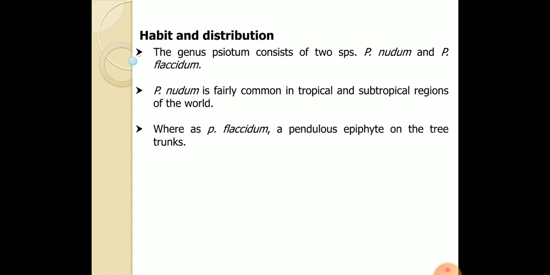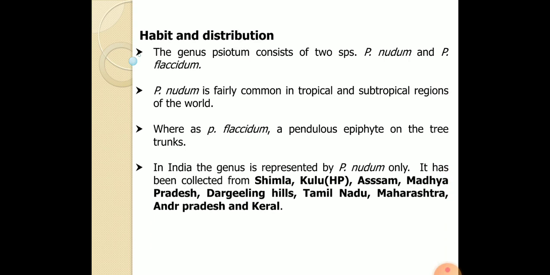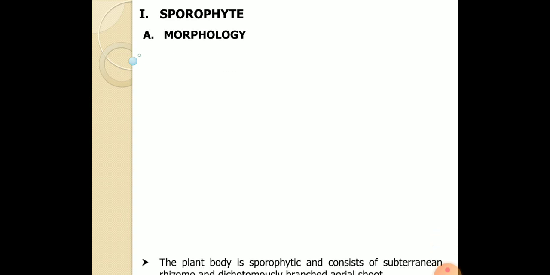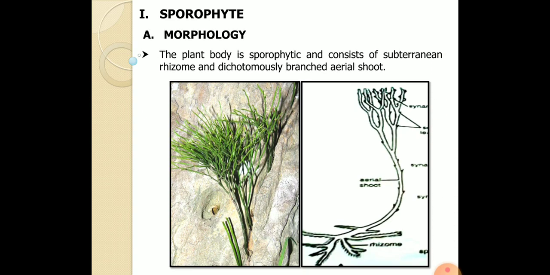Coming to the habitat, commonly two species of Psilotum occur, that is Psilotum nudum and Psilotum flaccidum. Psilotum nudum grows in tropical and subtropical regions, and Psilotum flaccidum is an epiphyte and especially grows on tree trunks. Some other species of Psilotum also occur. Commonly they occur in forest areas.